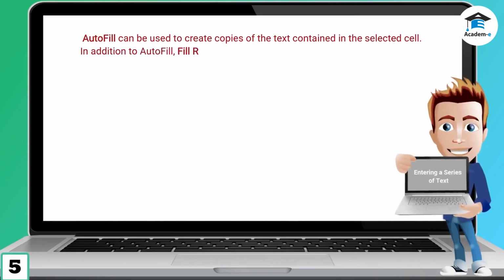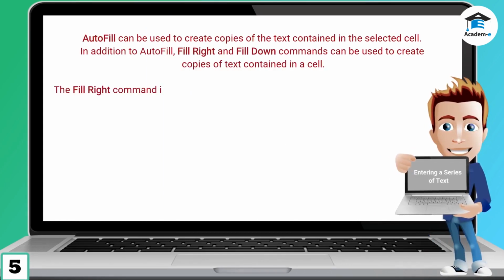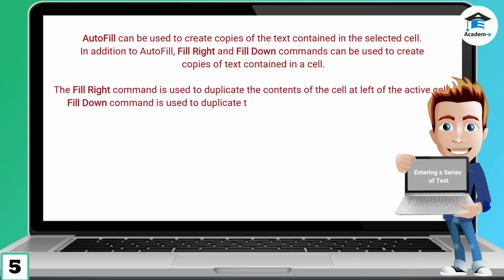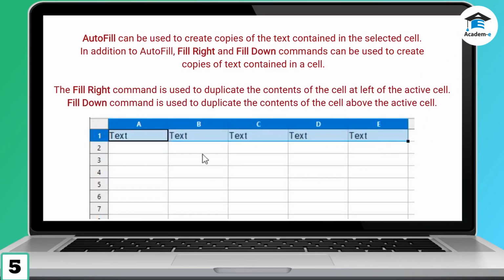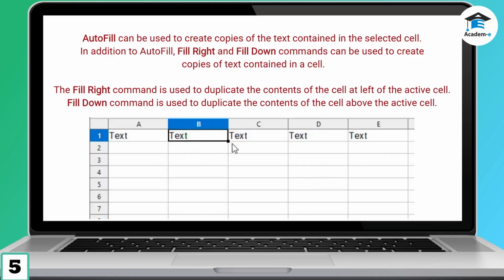In addition to AutoFill, fill right and fill down commands can be used to create copies of text contained in a cell. The fill right command is used to duplicate the contents of the cell at the left of the active cell. The fill down command is used to duplicate the contents of the cell above the active cell.